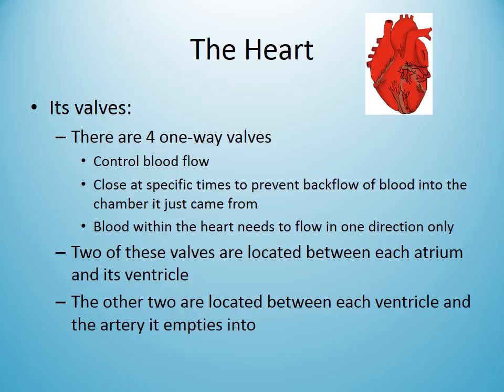So if the right atrium dumps its blood into the right ventricle, this one-way valve will bring the blood from the atrium down to the ventricle and stop it from going backwards. We can't have that happen. If it does, that's a major heart condition. So thanks to these one-way valves, typically in a healthy patient, blood within the heart flows in one direction only. Two of these valves are located between each atrium and its ventricle, and two of them are located between each ventricle and its artery.